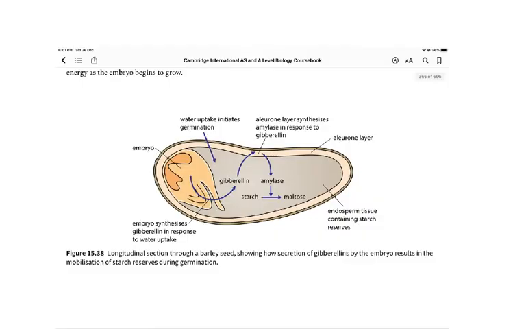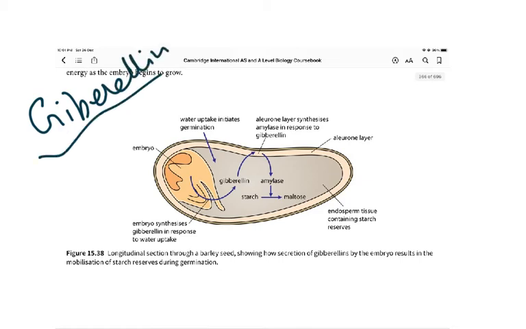Now we come to the second topic, which is that of gibberellins. Gibberellin is also called gibberellic acid. Now what we need to understand is what happens in a barley seed when we want to promote germination.